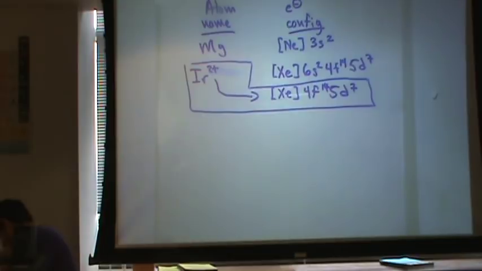What else do we have? I have some examples all over the place for here. Is this right?